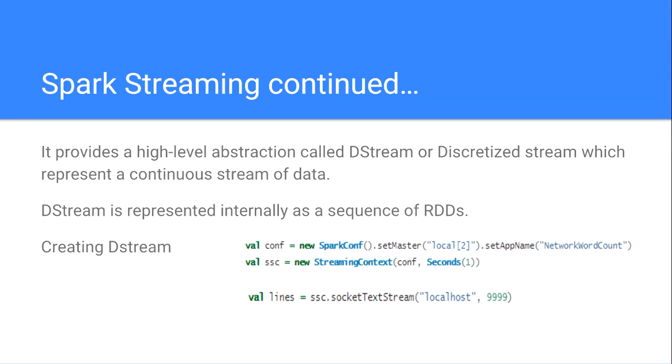So here in this example I have shown how we can create the stream. We can create a configuration object, and from that configuration object we can create a streaming context. Similarly, as we create SQL context in the Spark SQL data frame API, here we have to create a streaming context. From that streaming context we can create a DStream, or discretized stream, using this shortcut text stream method.